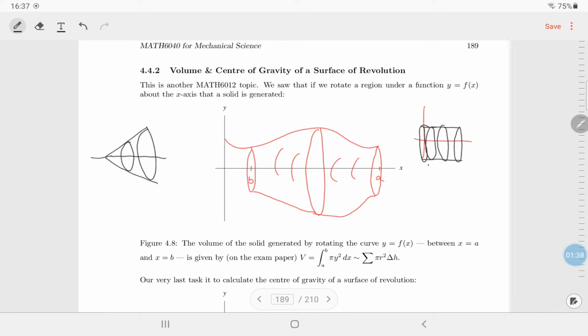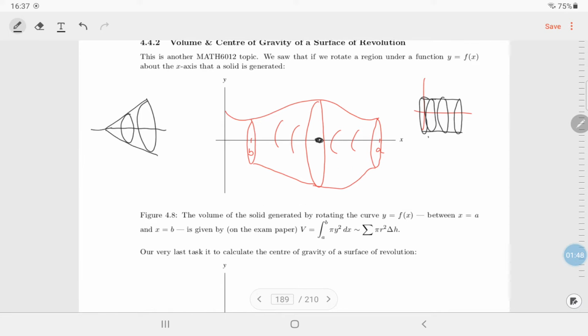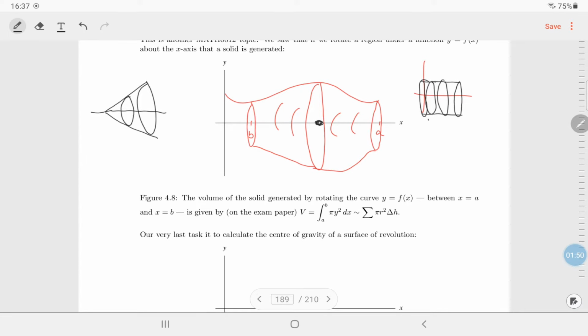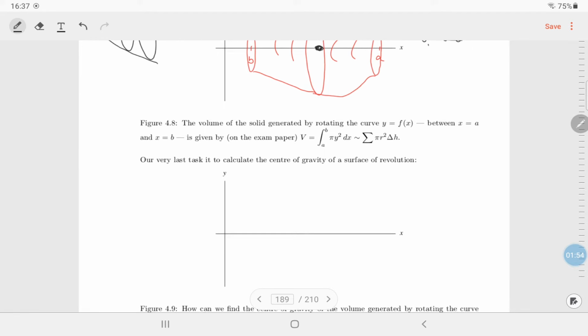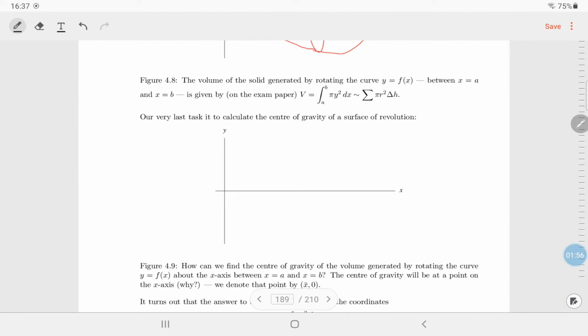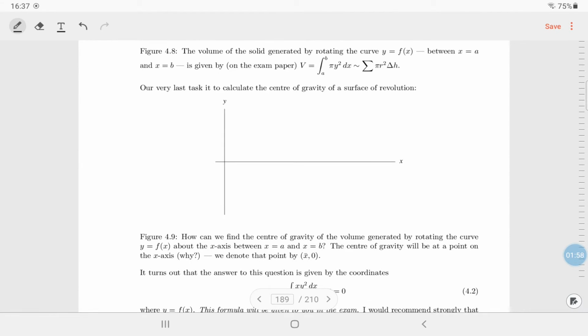So the thing in the middle is kind of like a big vase, and our job here is to find the volume of it and also to find the center of gravity, which by symmetry will be somewhere along the x-axis. So the volume of the solid is given by the integral of pi y squared, and the last task, as I said, is to find the center of gravity.